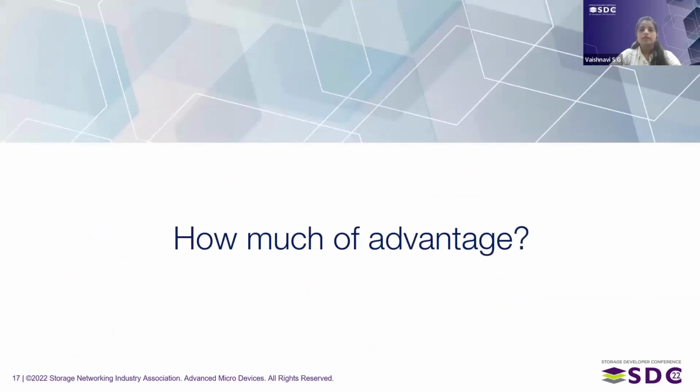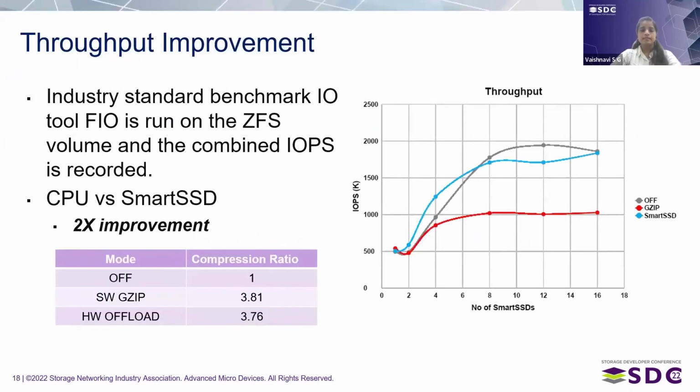Now let's see how much of an advantage we are talking about with this offloading. We have compared the value proposition against three parameters here: throughput, CPU resource utilization, and system memory efficiency. Let's see the throughput improvement first. We have used the FIO tool itself to record IOPS. In case of multiple pools, we ran FIO on all the pools simultaneously, and we recorded IOPS from each FIO run and plotted the combined IOPS. On the x-axis, you can see that we have plotted against the number of SmartSSDs. So the two SmartSSDs here refers to one mirror pool, 4 refers to two pools, and so on.